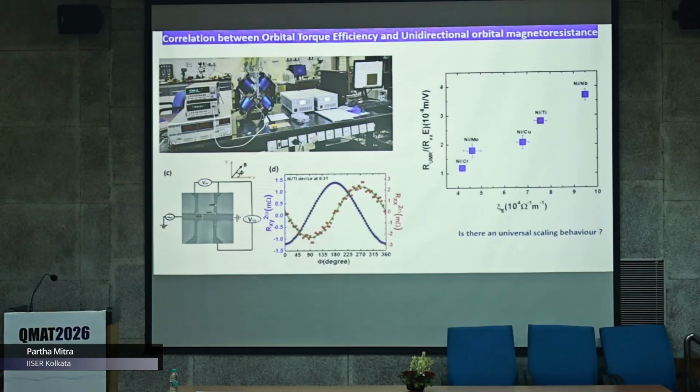Here I have plotted 5 different samples: nickel, chromium, molybdenum, copper, titanium and niobium. On the x-axis is zeta E, the spin torque efficiency, and here it is the RUMR efficiency in the XX channel. What we see is that there is a systematic dependence on each other. They are not independent, even though these are different materials. Again, this is something that we don't understand. We're asking whether there is any universal scaling behavior between RUMR and the zeta.